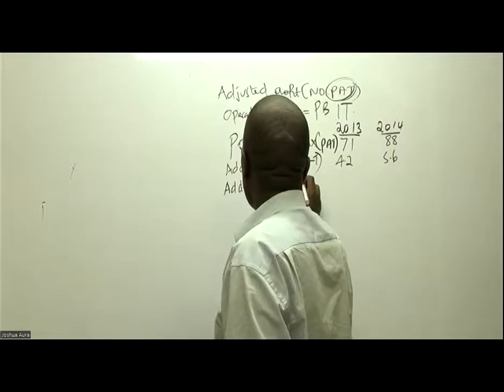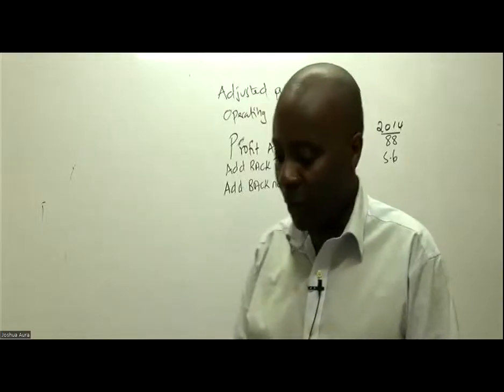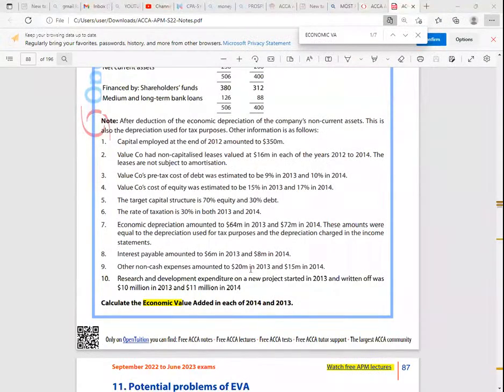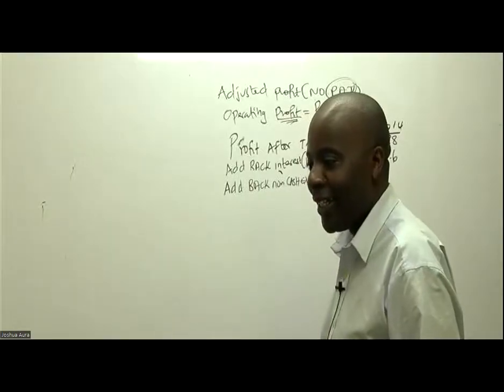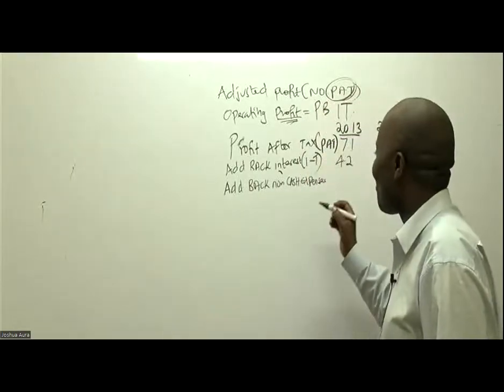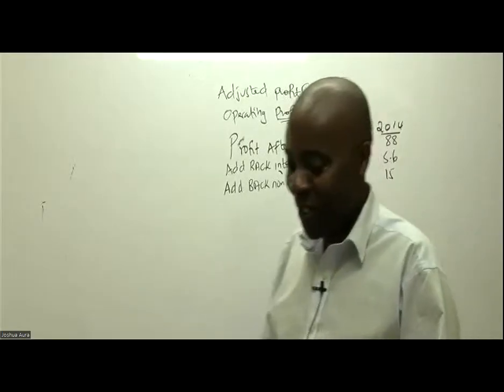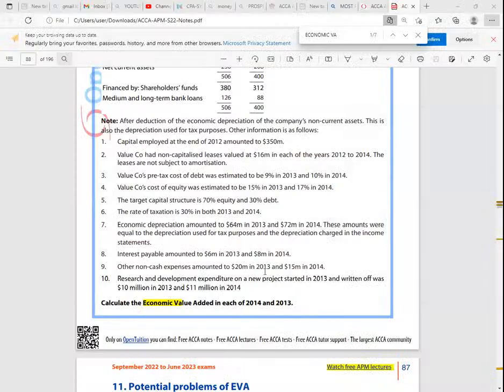So add back the non-cash expenses. The non-cash expenses are here. We have 20 and 15. The non-cash expenses, we have 20 in 2013 and 15 in 2014.